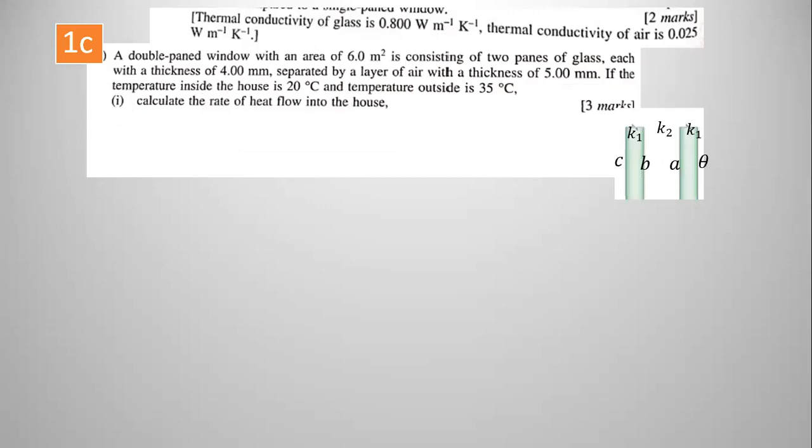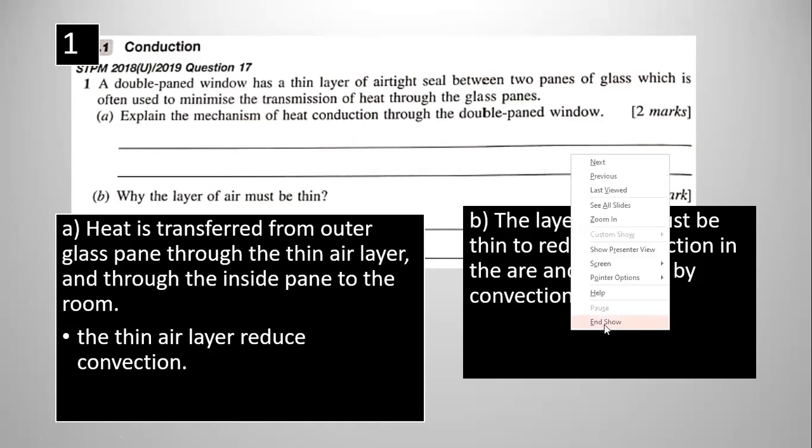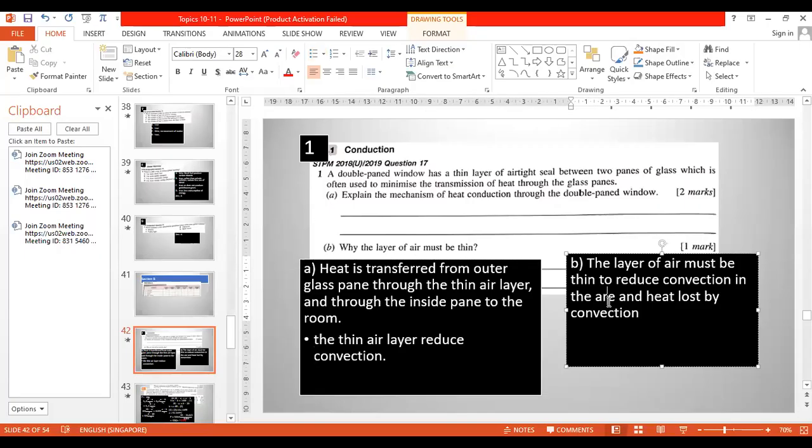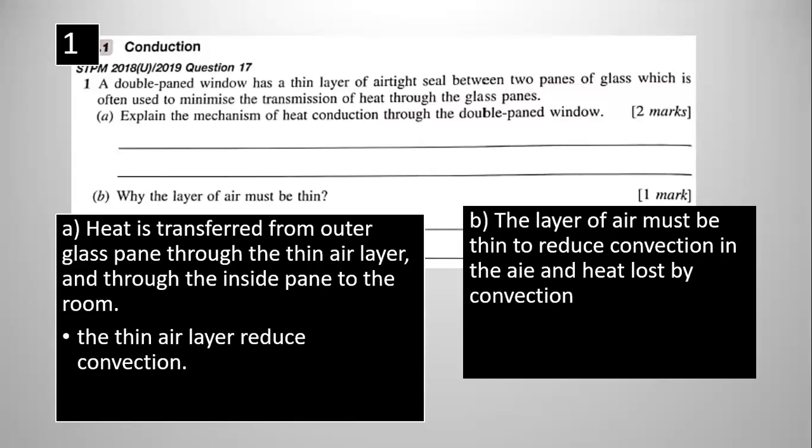Sir, your answer is a bit confusing. The layer of air must be thin to reduce convection in the what? Oh, sorry. The layer of air must be thin to reduce convection in the air, and heat loss by convection. Basically, the air becomes an insulator.